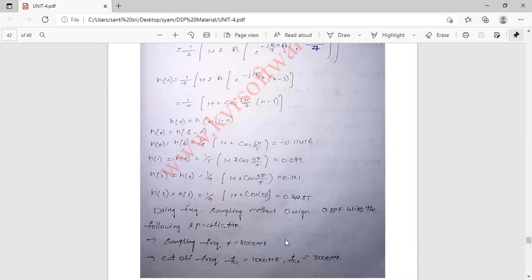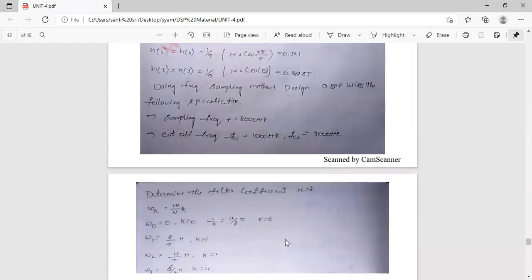Using frequency sampling method, design a band pass filter with the following specifications: sampling frequency Fs equal to 8 kilohertz, and cutoff frequency FC1 is 1 kilohertz, FC2 is 3 kilohertz. Determine the filter coefficients for n equal to 7.